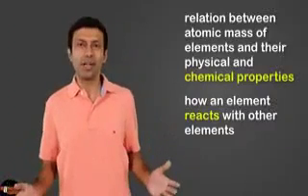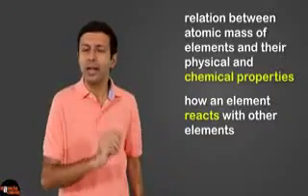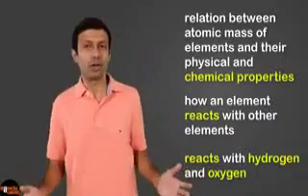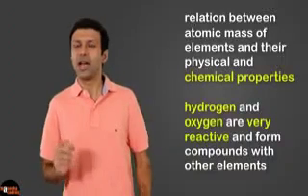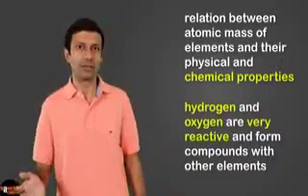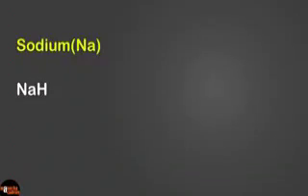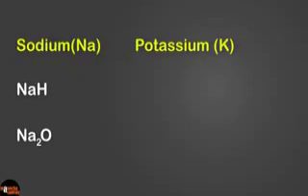To look at this in a systematic way, Mendeleev looked at how an element reacts with hydrogen and oxygen. He chose hydrogen and oxygen since they are very reactive and form compounds with other elements. Now let's understand this with a couple of examples. Let's take the example of sodium. The compounds formed with hydrogen and oxygen are sodium hydride, NaH, and sodium oxide, Na2O. Similarly for potassium, the compounds formed are KH and K2O.